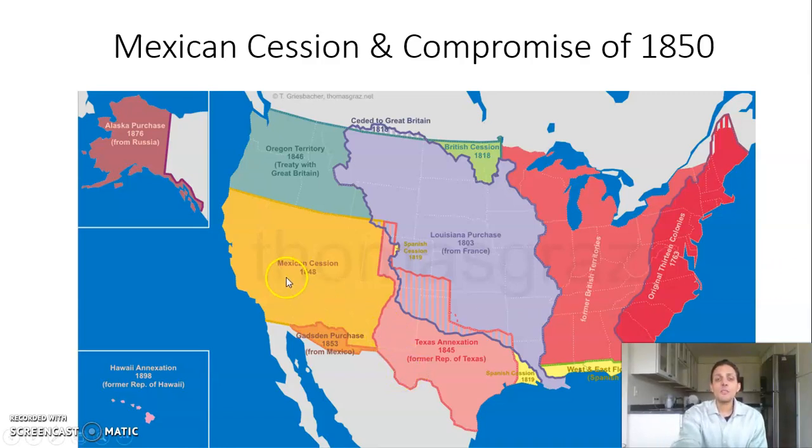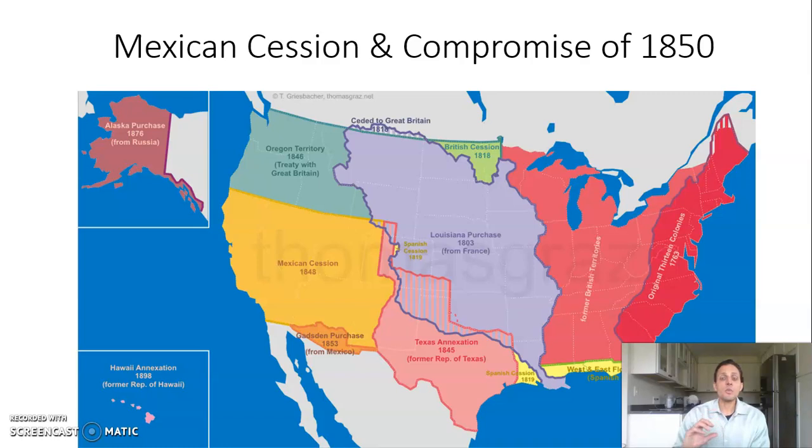The last component of the Mexican Cession is that they're also going to include a fugitive slave law in the Compromise of 1850. And what this fugitive slave law did was force Northerners to be complicit in helping Southerners return runaway slaves back to the South. Now this had been on the books for a while, but was never really widely enforced. And so Northerners are pretty outraged about this fugitive slave law.